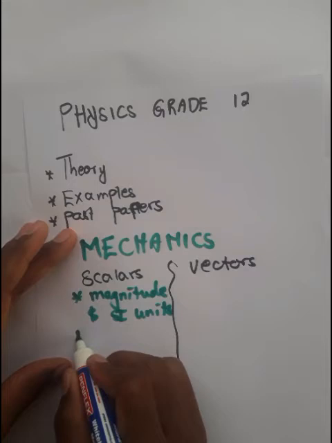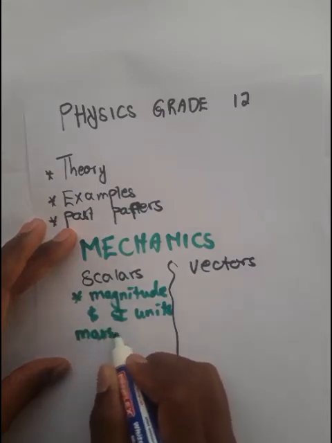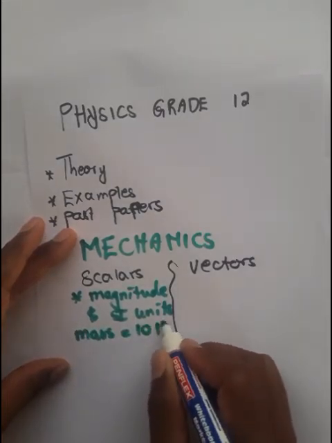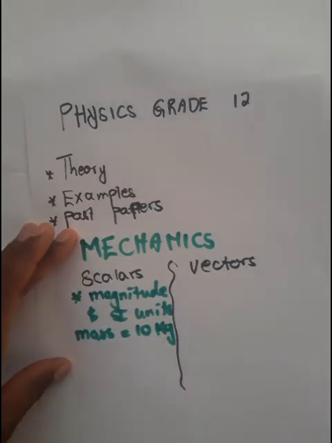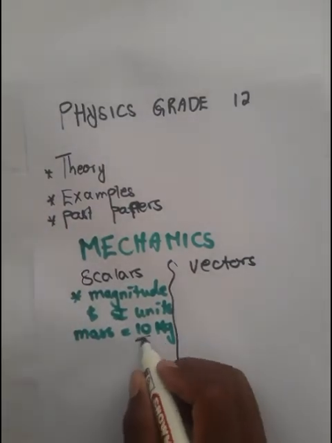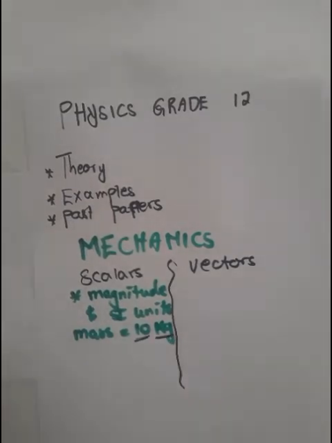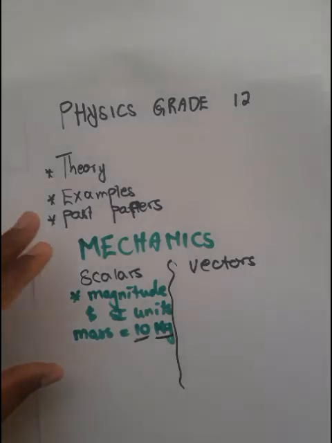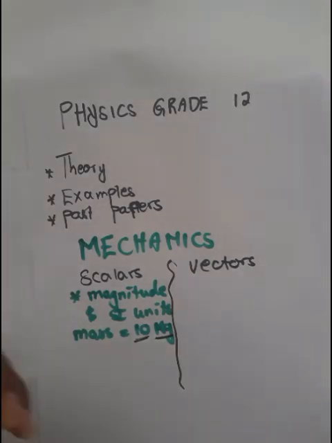Let's take the example of mass. When you're saying 10 kg, what's the magnitude and what's the SI unit there? The magnitude is 10, and then kg is the SI unit. That's how we represent mass in physics. So what's a vector? What's the difference between a scalar and a vector?